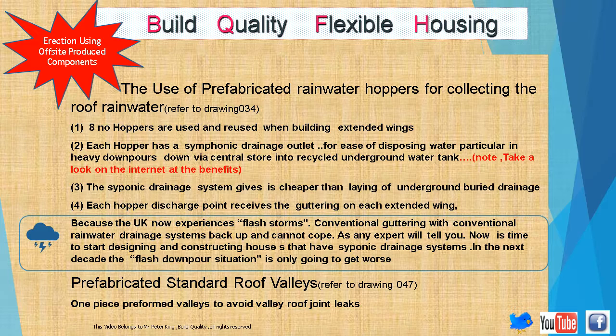Because the UK now experiences flash storms, conventional guttering with conventional rainwater drainage systems back up and cannot cope. As any expert will tell you, now is the time to start designing and constructing houses that have siphonic drainage systems. In the next decade, the flash downpour situation is only going to get worse.